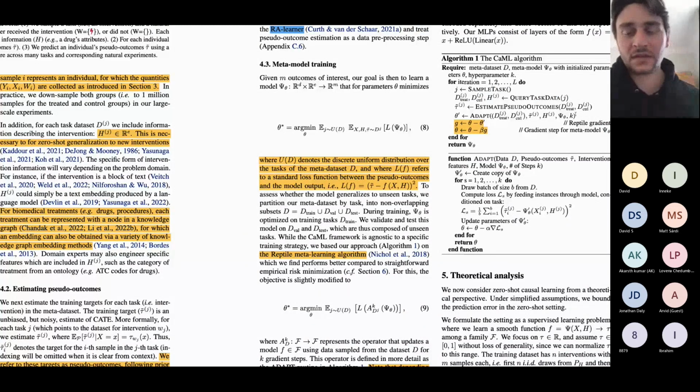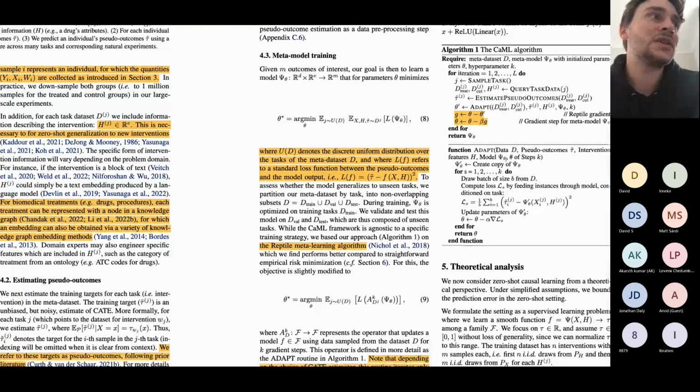So again, that's a key difference between the naive approach and this one, which is that you're training the model only on a subset of the data based on it being for a single intervention, and you do that over and over again, instead of just taking the data for all the interventions and mixing it together and feeding it to the model that way. And then the second thing that they do is they use this meta-learning framework called ADAPT, which is Reptile meta-learning.